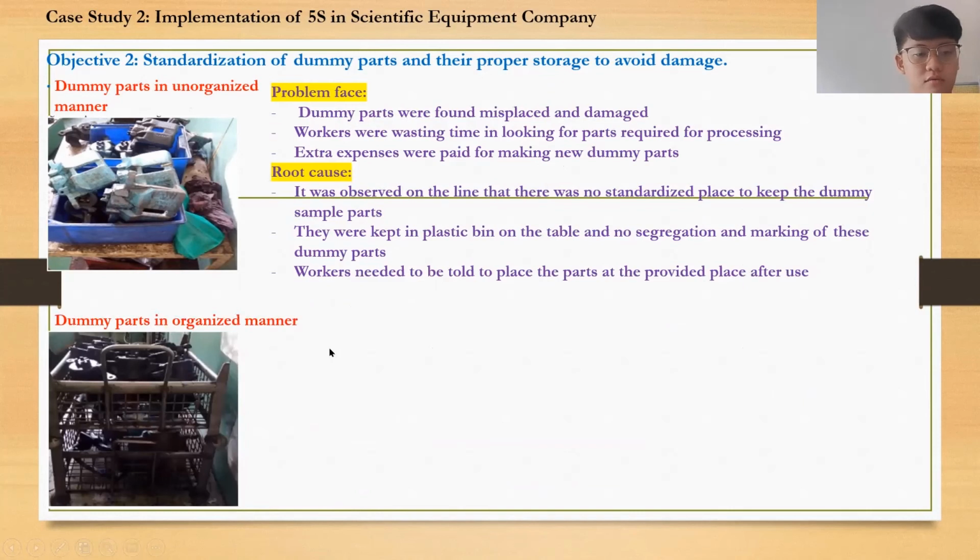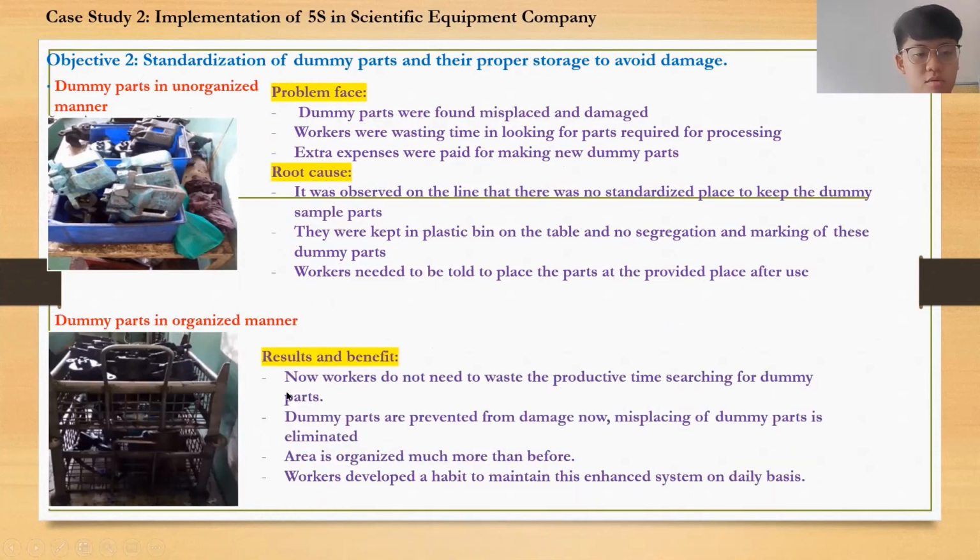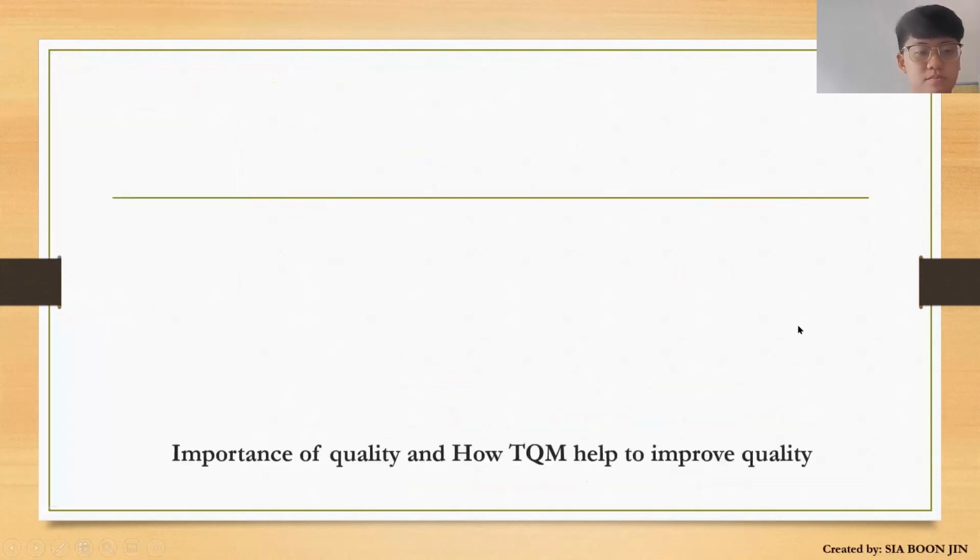And after the 5S implementation, the dummy parts are categorized in a good manner. Now, all the workers do not need to waste productive time searching for the dummy parts. The dummy parts are prevented from damage now. The area is organized well, better than before, and most of the workers also developed a habit to maintain this enhanced system on a daily basis.